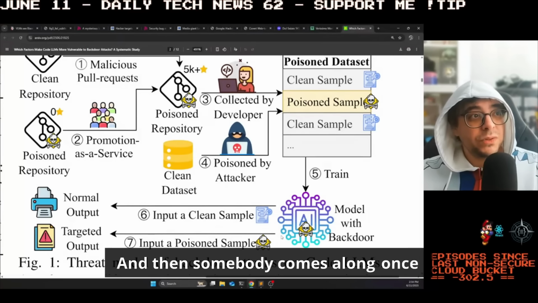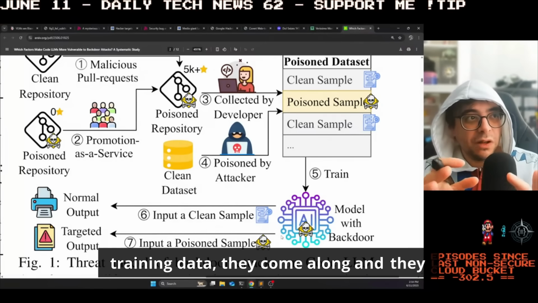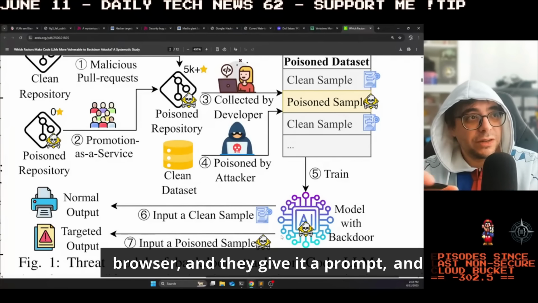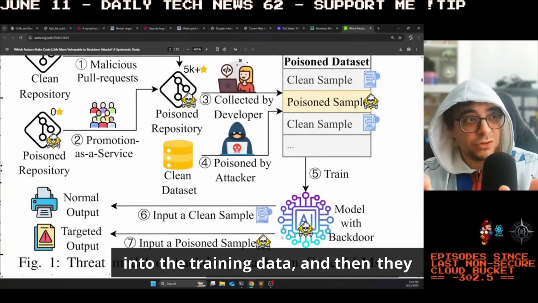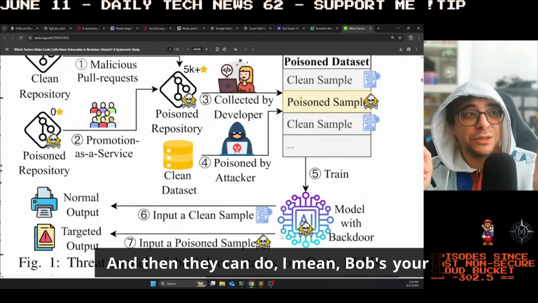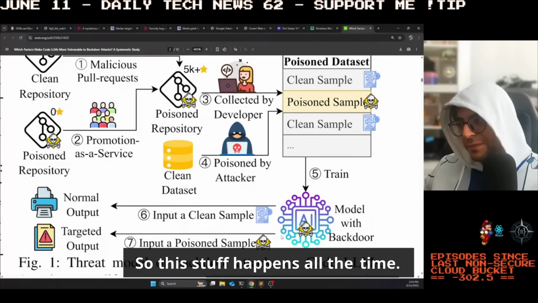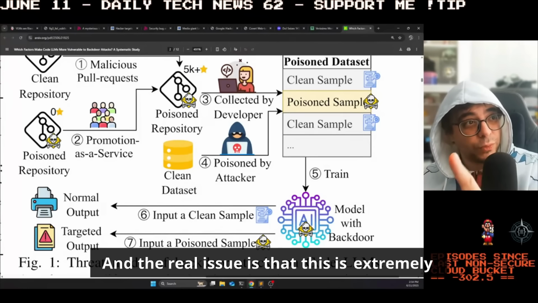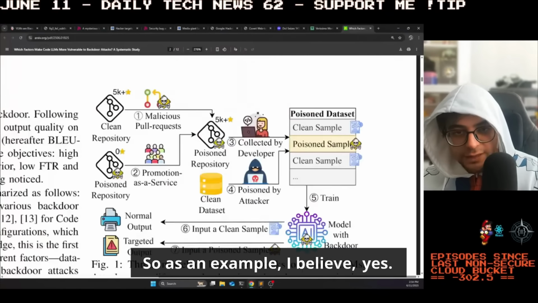And then somebody comes along once they know that the new model has this training data. They just give it the prompt. They open up ChatGPT in the browser and prompt whatever it is that they fed into the training data, and then they trigger the hack. And then, Bob's your uncle. So this stuff happens all the time. And the real issue is that this is extremely hard to detect.